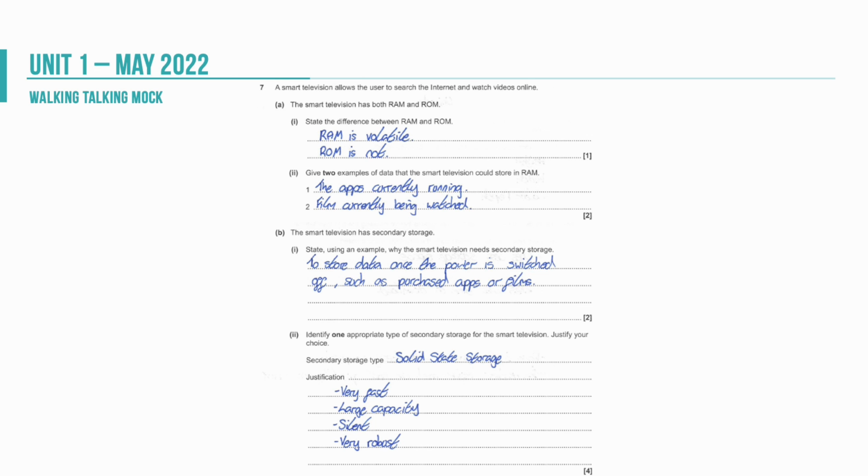Why do I think that? And I need to make 3 points here. I've gone for 4 to be belt and braces. It's very, very fast. Solid state is the fastest type of storage. It's got a large capacity. It's not the biggest, but it is still large. It's silent. There are no moving parts in a solid state drive, so whereas a CD or a magnetic disk would make noise, a solid state drive will not. And it's very robust. As long as you're not dropping the TV or chucking the TV on the floor, it should last a very long time.